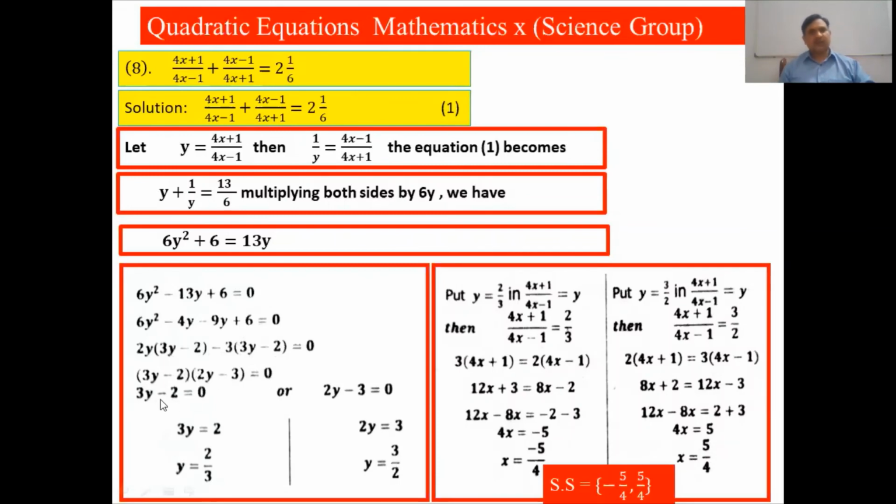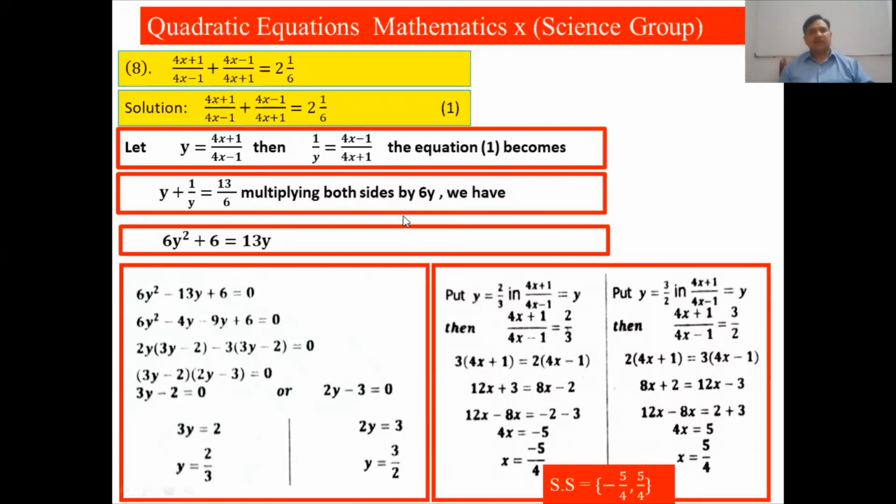So either 3y - 2 = 0, or 2y - 3 = 0. If 3y - 2 = 0, it means 3y = 2. If 2y - 3 = 0, it means 2y = 3. So here we can write y = 2/3, just dividing both sides by 3. Here dividing both sides by 2, so we have y = 2/3, and another solution of y is 3/2.